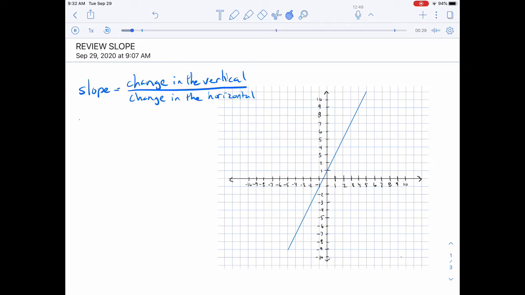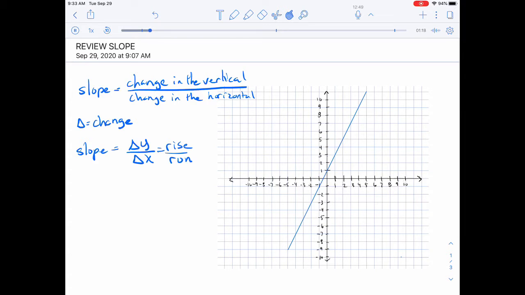We use the symbol delta to represent change. So we can replace this with slope is equal to the change in y over the change in x. It is our rise over our run. Sometimes I like to think of it as you must rise out of bed before you can run.